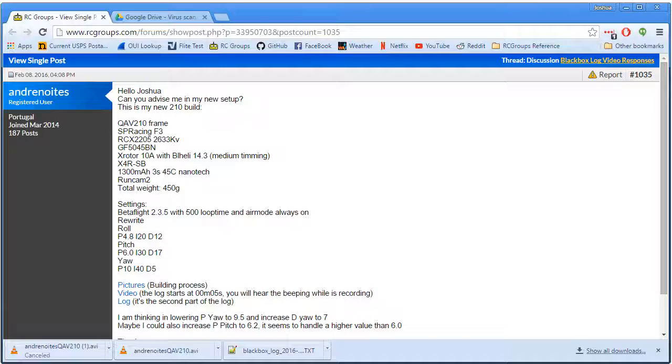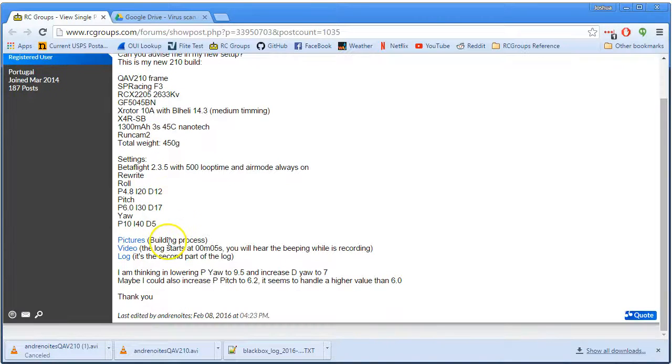I've got a submission here from andrenoites, who's building a QAV210. Just looking for some general tips, I guess. Thinking of lowering yaw P to 9.5 and increasing yaw D to 7. I'm not going to have much of a comment about yaw D. I think yaw D is not hugely important. I could be wrong about that.